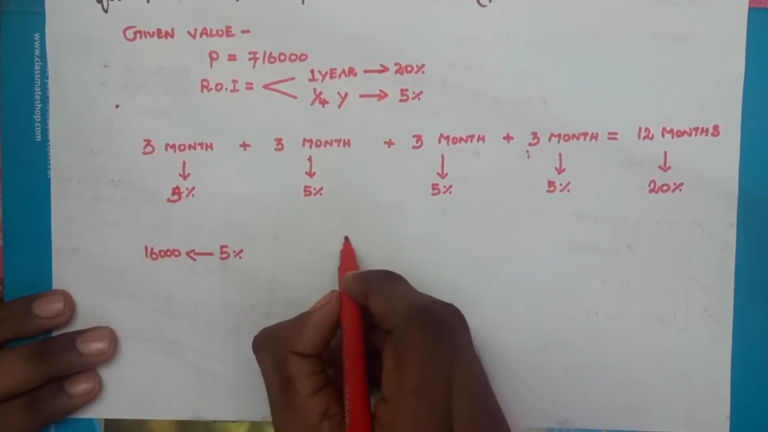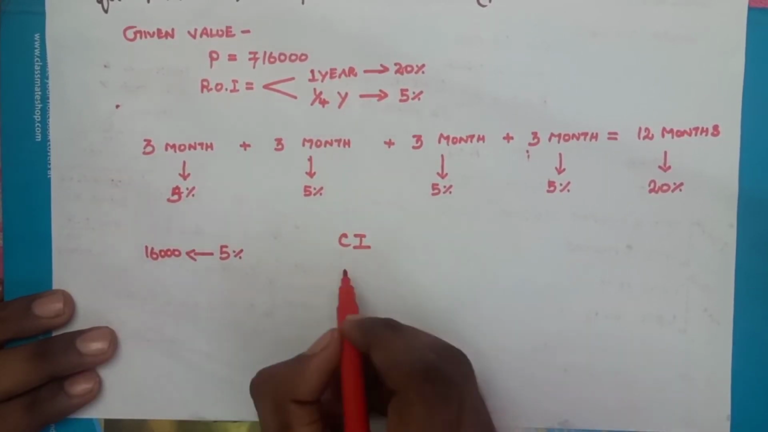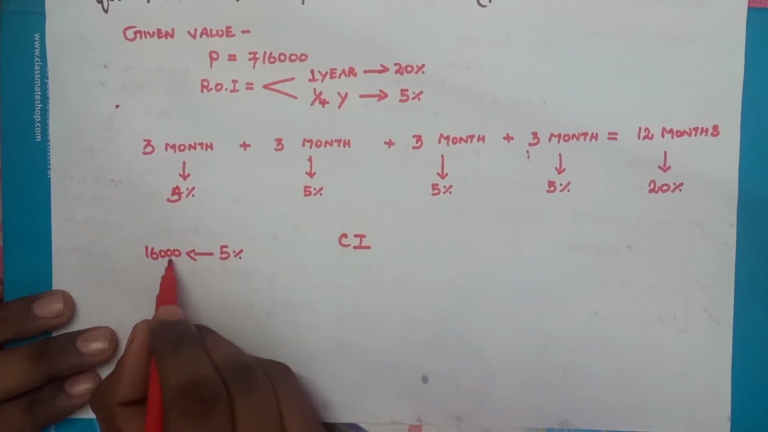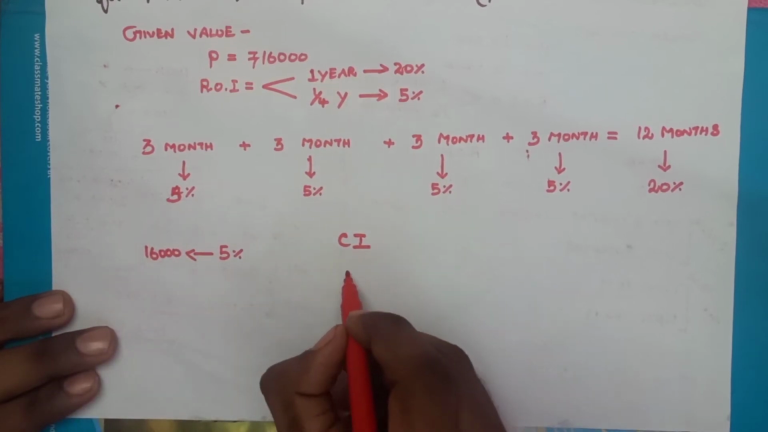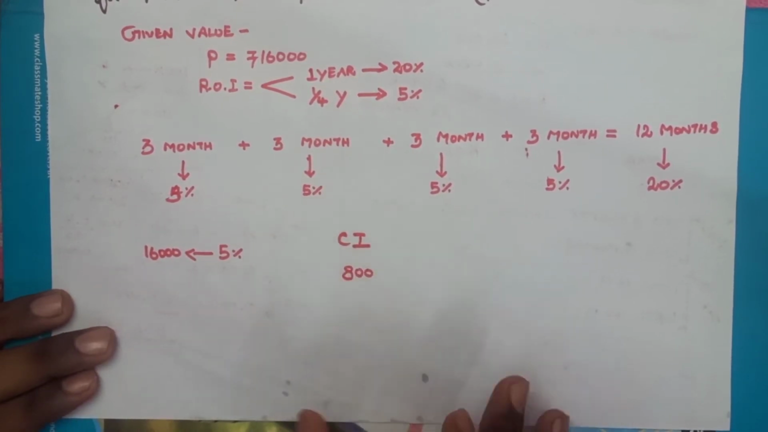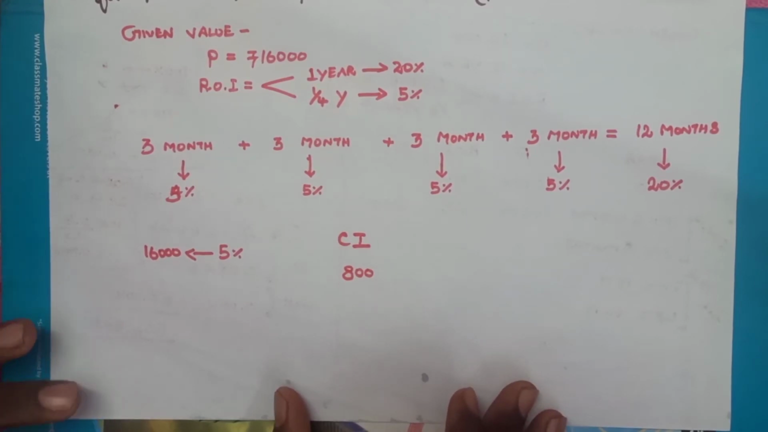5% of 16,000. 10% is 1,600. Then 1,600 divided by 2, that is 800 rupees, right? So rupees 800 you will get for your first time compound interest amount.